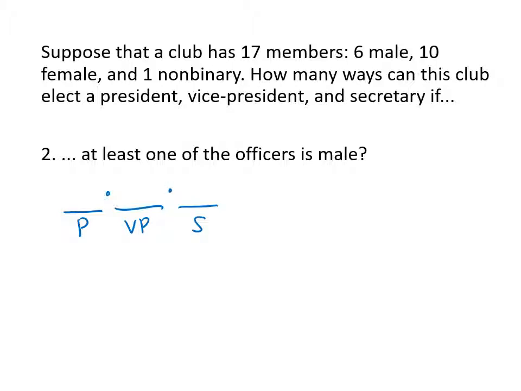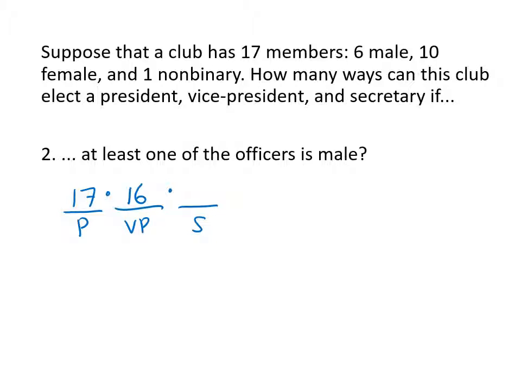Because when we think about our first choice, we say to ourselves, well, how many choices do I have for the president? Well, the president doesn't have to be male. I just know that one of the officers has to be male. So maybe I still have all 17 choices available for that president. And again, the vice president doesn't have to be male. They can't be the same person as the president, so I have 16 choices left.